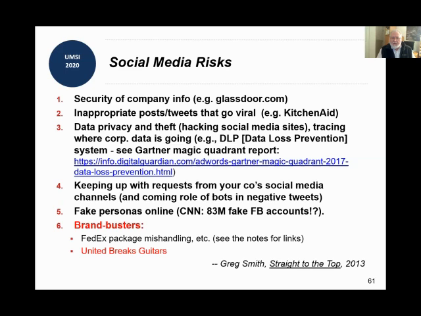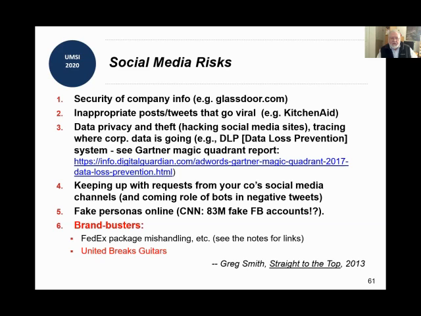Interestingly, when this chapter was written in Greg Smith's Straight to the Top, which is about becoming a CIO, in 2013, so this is already six years old, they said fake personas online, 83 million were estimated, and that number is significantly more now. There can be brand-busting events that change the whole perception of an organization.